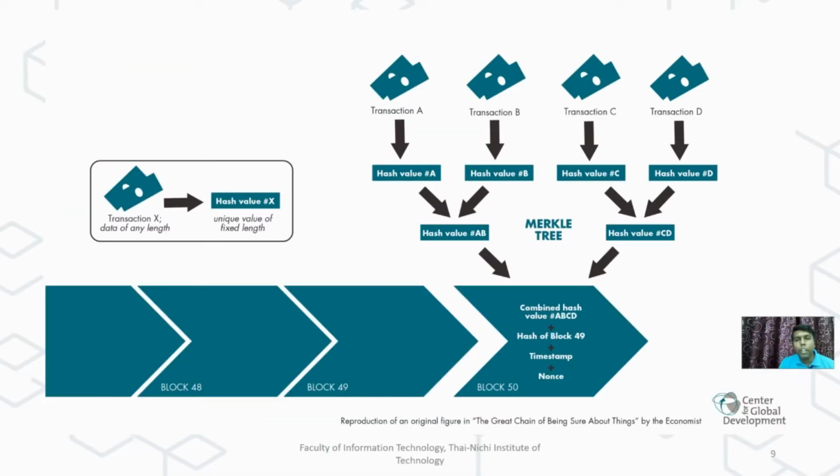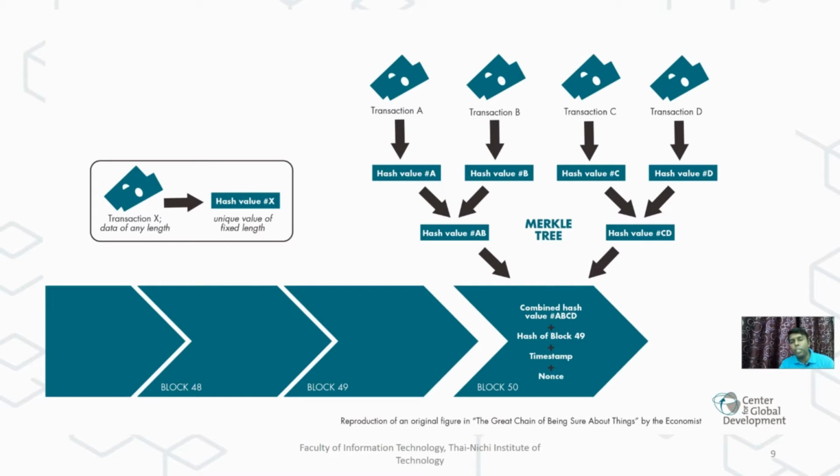This picture shows the structure of a Merkle tree. We saw how a block gets created, how the hash value of the previous block gets stored, and how the transactions are connected. But how is the Merkle tree formed? Initially we have transaction A, transaction B, C and D. These transactions will form a hash value for each transaction. These hash values are then combined together.